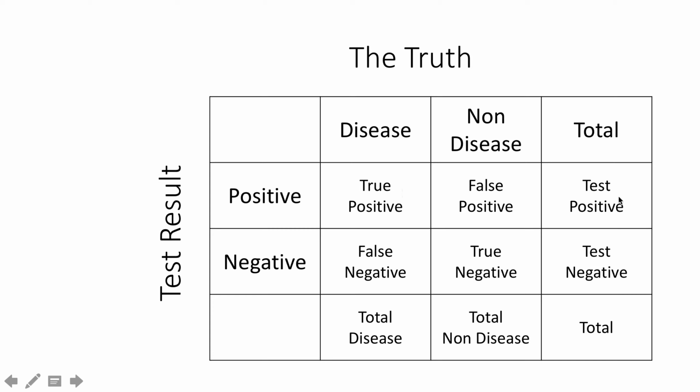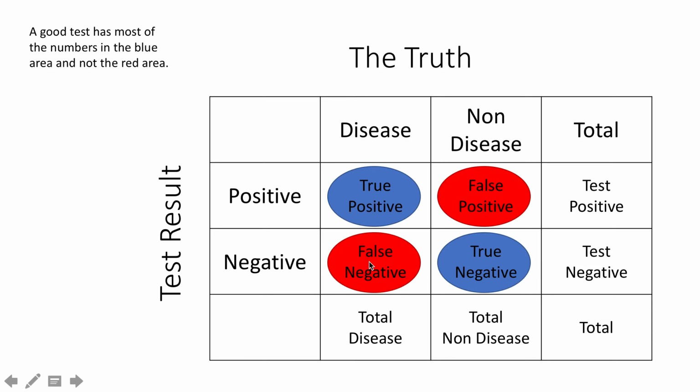And then we can add up and get how many times a positive test happens, how many times a negative test happens, how many people have the disease, how many people don't have the disease. In this case, that's why I wrote as the truth, because sometimes you won't know it's a false negative at first. So a good test has most of the areas here in blue, and most of the areas in red are low.